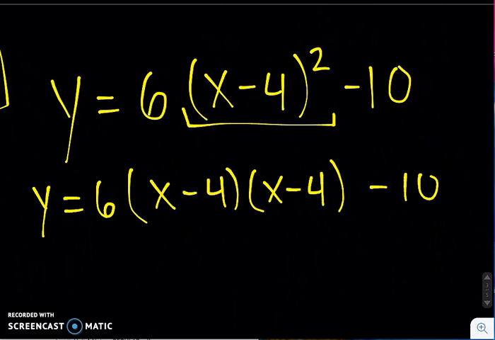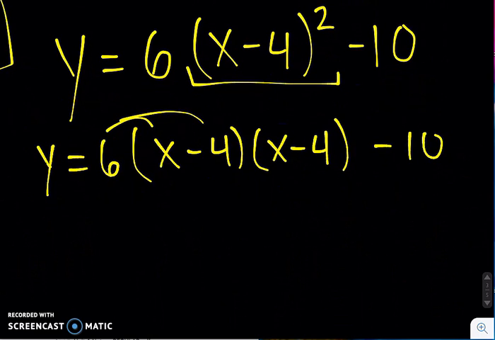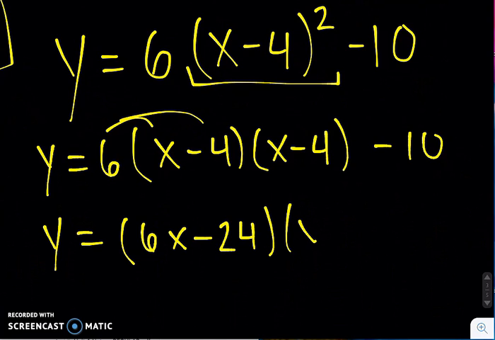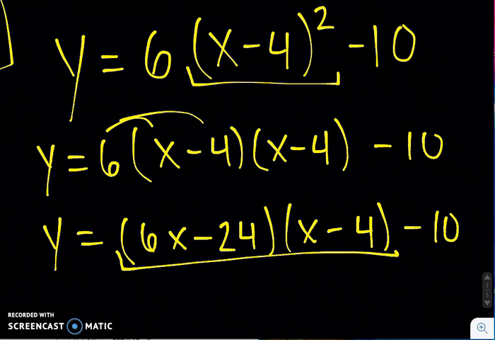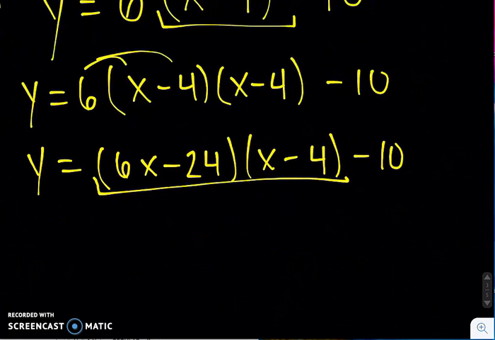So I'm going to distribute my 6 inside there. So I'm only distributing it into that first set of parentheses. Once that 6 is in there, you can't multiply it again into the second set. It's gone. It's been used. So this becomes 6x minus 24 times x minus 4 minus 10. And now you guys can multiply those two binomials together, again, with a generic rectangle or by foiling.